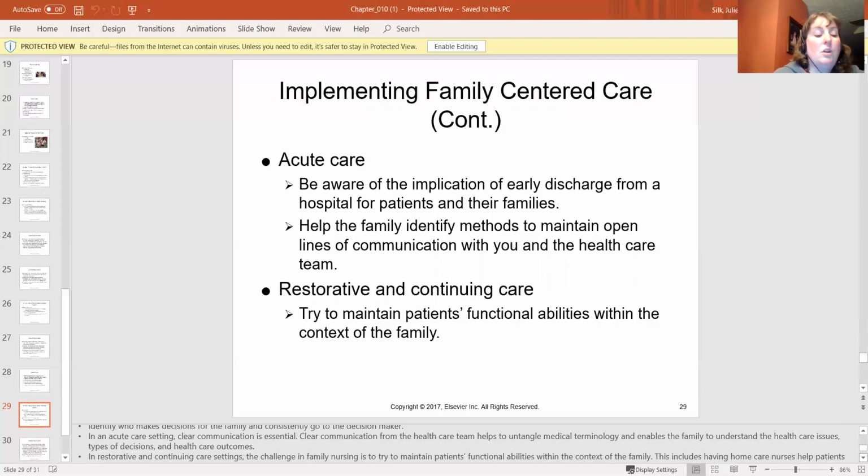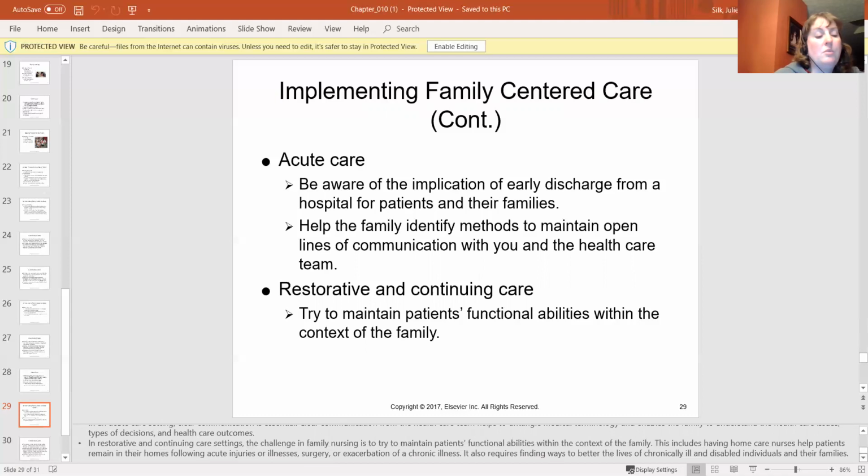In restorative and continuing care settings, the challenge in family nursing is to try and maintain patients' functional abilities within the context of the family. This includes having home care nurses help patients remain in their homes following acute injuries or illnesses, surgery, or exacerbations of a chronic illness. It also requires finding ways to better the lives of the chronically ill and disabled individuals and their families.